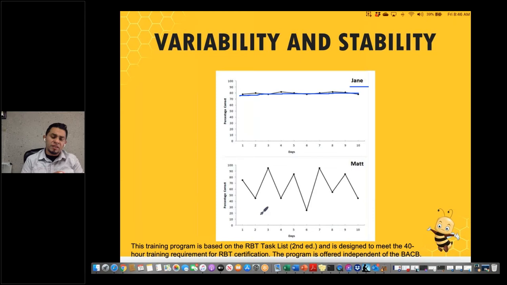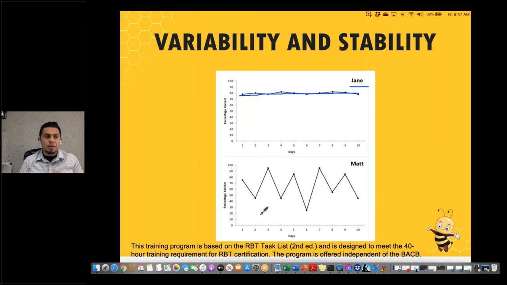Maybe it's the fact that we have some implementation that's not consistent with what we had recommended in the beginning, so we may have some treatment drift. These are things that we need to look for before we start attributing changes specifically to the graph. Also, sometimes you might not really be capturing the true aspect of what's going on with regards to the problem behavior.